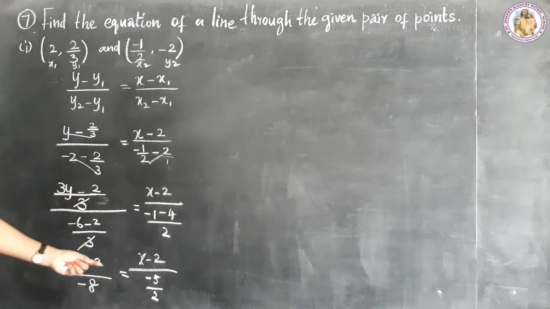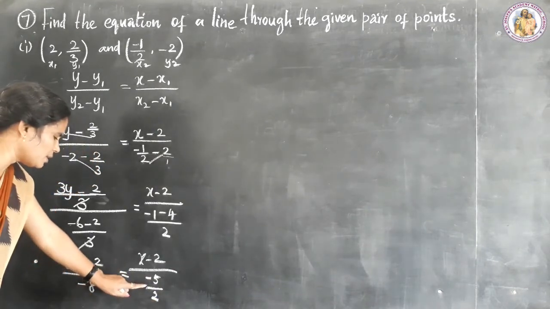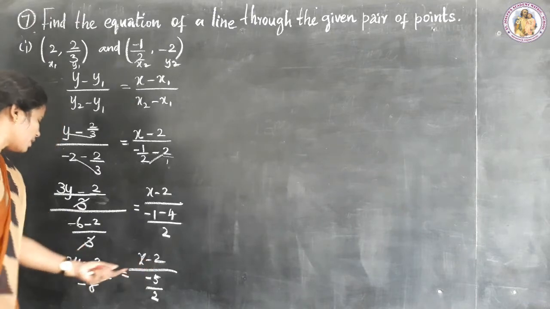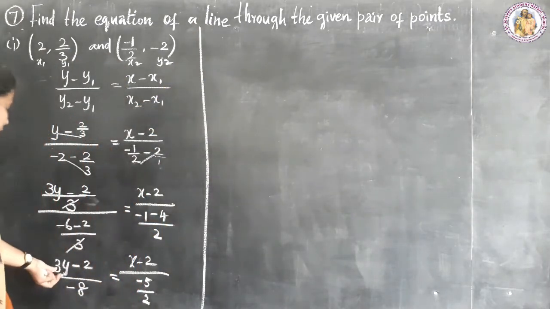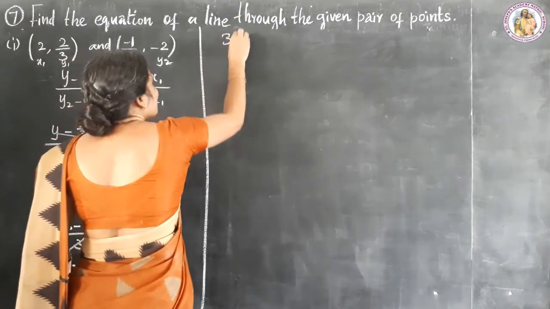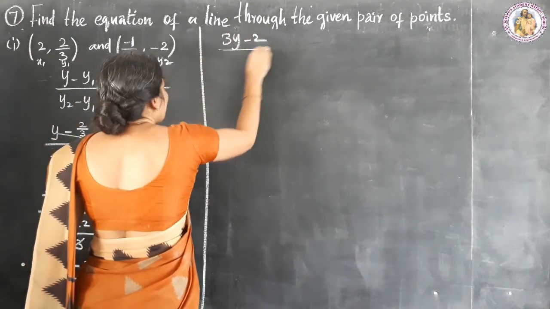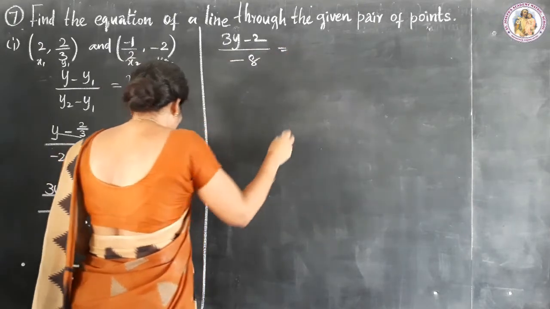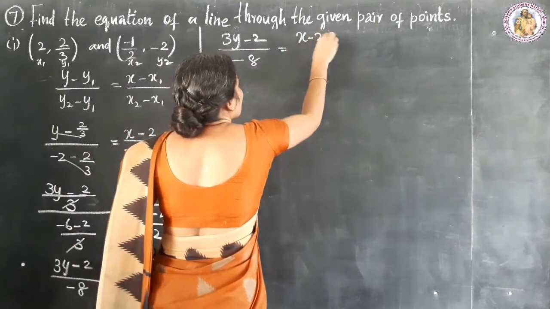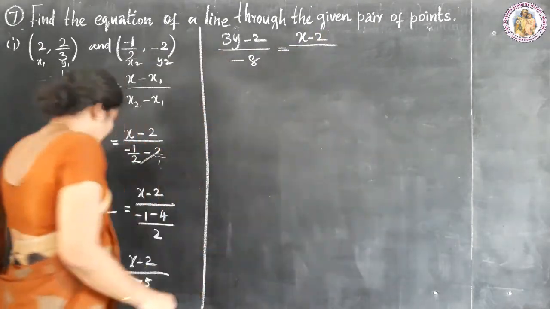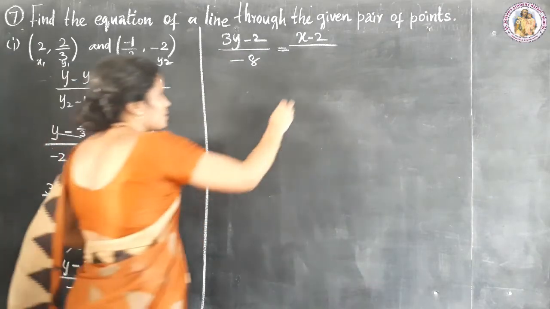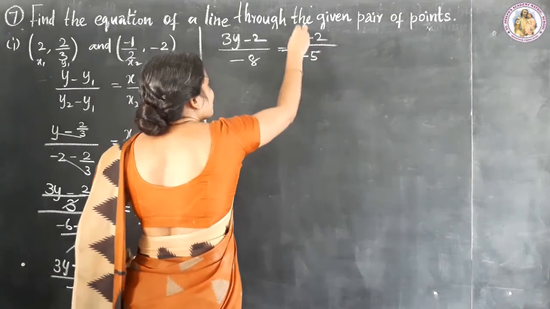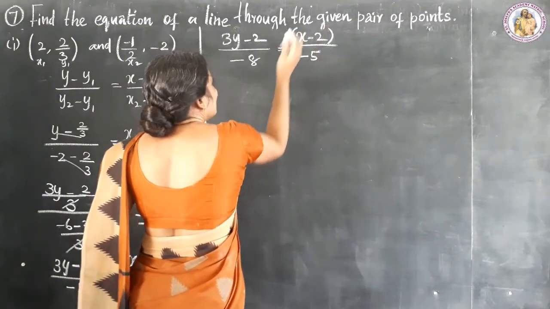In the next step, here you can see minus 5 by 2, it goes for reciprocal. The next step, we have 3y minus 2 divided by minus 8 is equal to x minus 2 divided by minus 5 by 2. So 2 goes for multiplication. So here write minus 5 and within bracket 2.